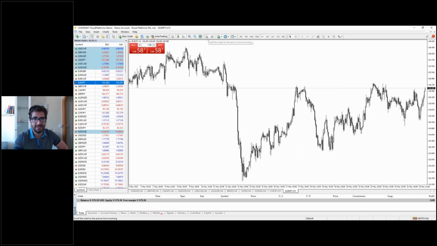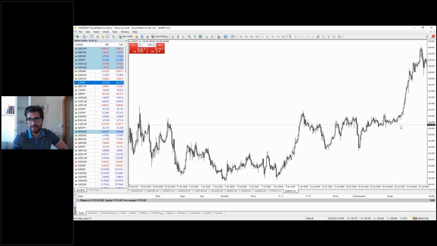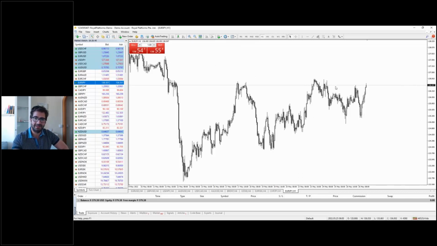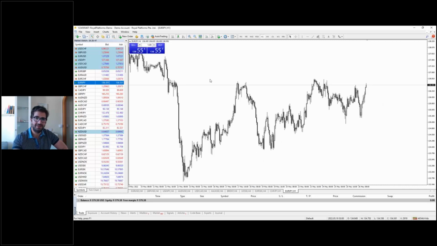If you press this button, scroll the chart to the end on tick incoming, now you can go back in time and you will not be going back to the current market price. This is really essential if you would like to put in your key levels. This button here lets you drag the chart to the left. You can see now by clicking it, the chart is moving to the left, which is better for your analysis.